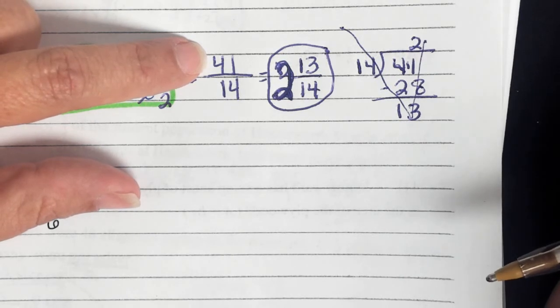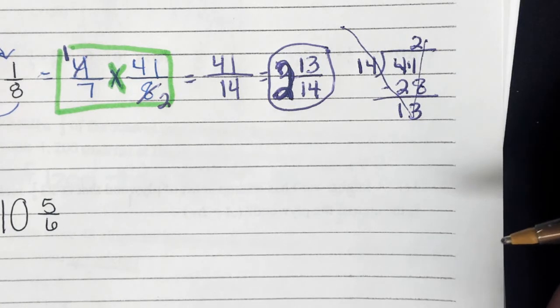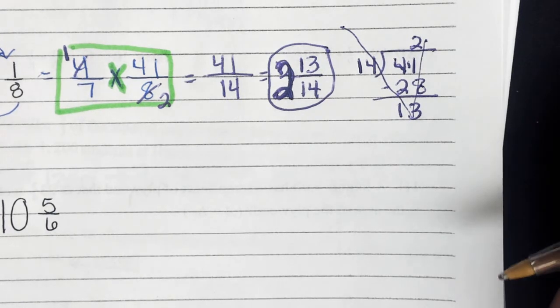Okay, we're good on that one? Yes. Okay, so look at the next one. Go ahead and change the 2 mixed numbers to improper. Do it. Do number 3. Do number 3.